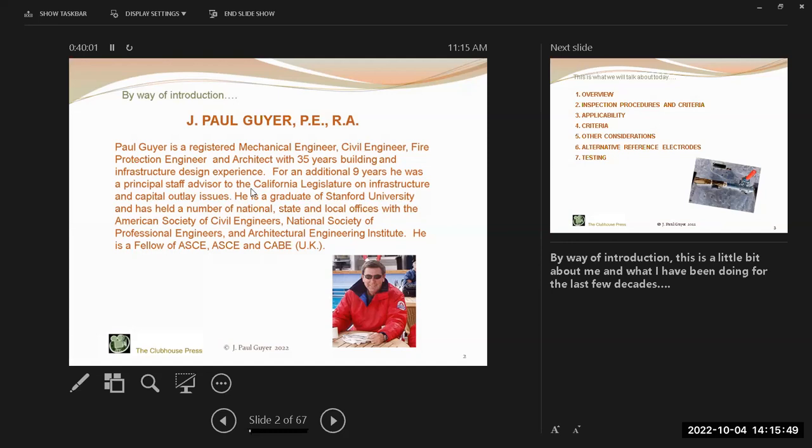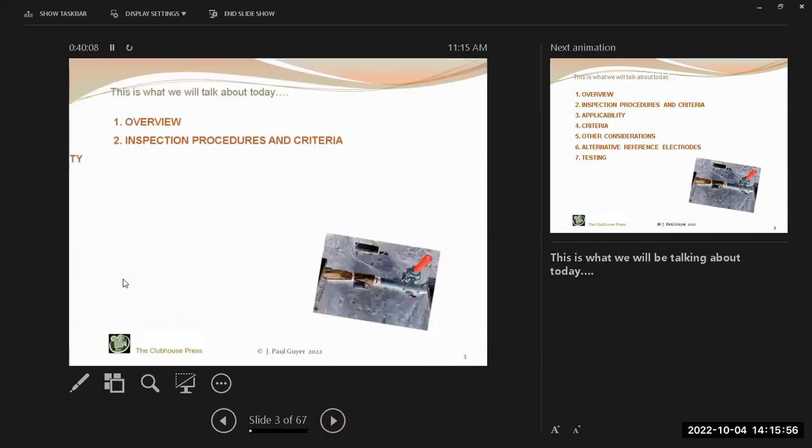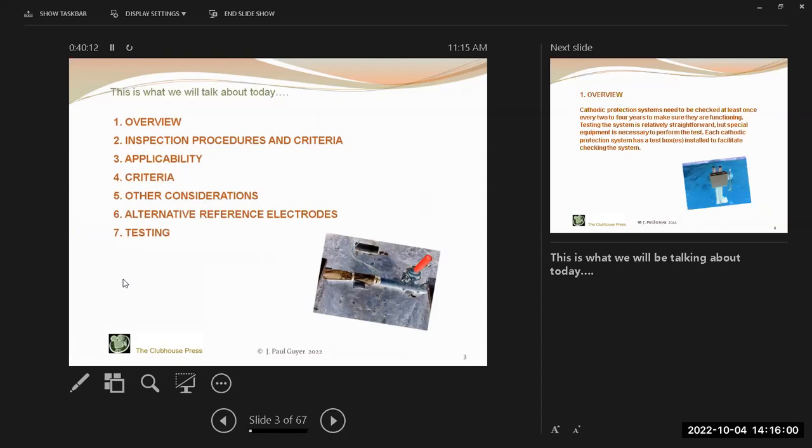So that's me. And again, I apologize for the clunkiness that I'm having as a result of this Zoom system.